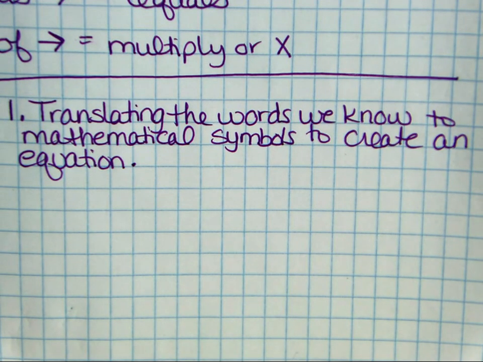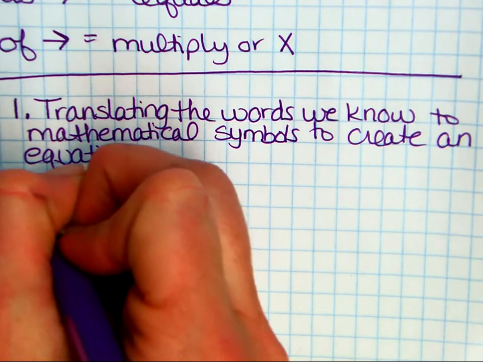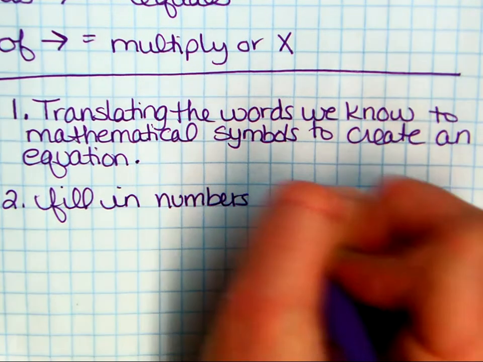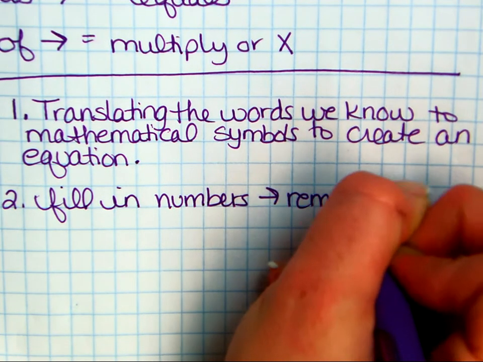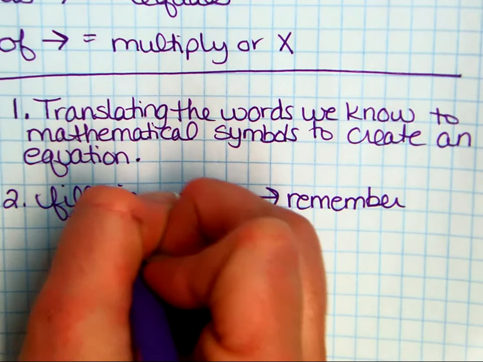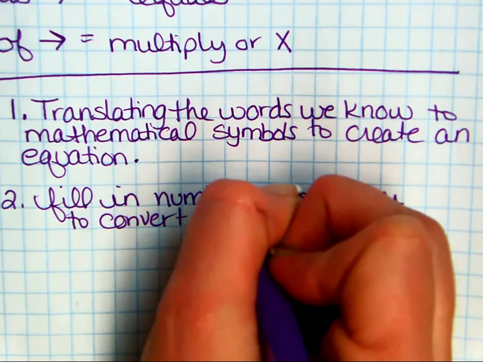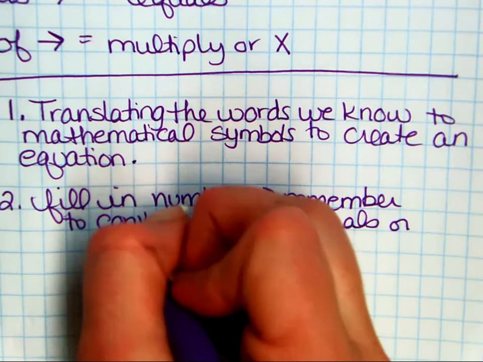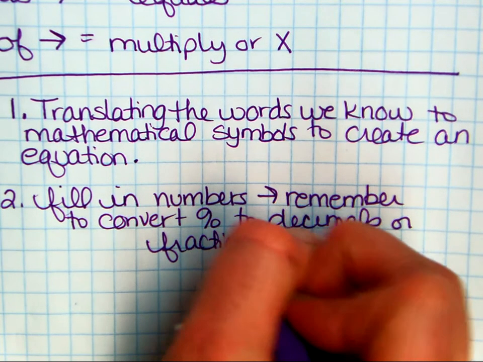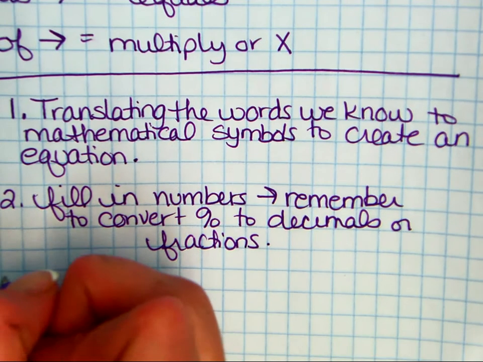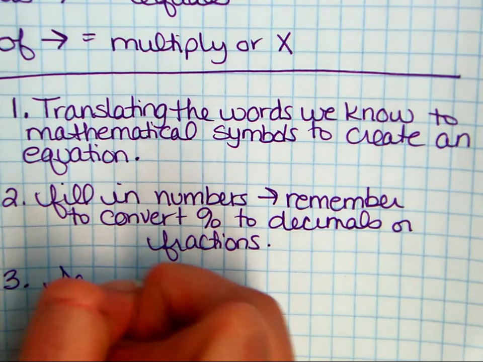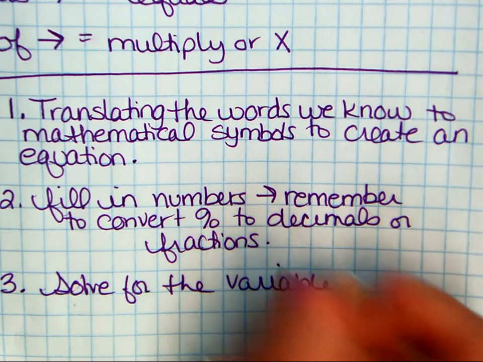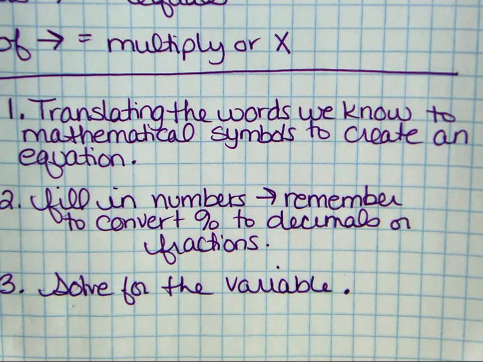Next, after we've done that, we are going to fill in numbers, but we're going to remember to convert percentages to decimals, or we could even use fractions, and I'll show you one of those in a minute. And then finally we will solve for the variable. And that's the 3 steps.